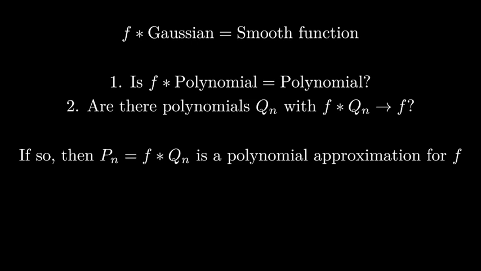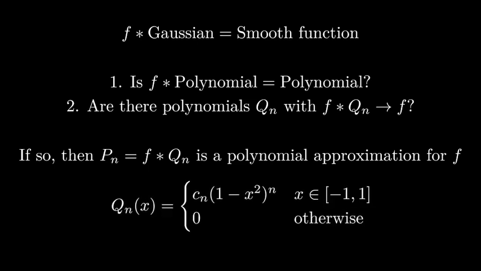The answer to the first question is yes, and it really just requires a messy calculation, which I'm going to leave out and encourage you to verify instead. For the second question, I'm going to claim that the following sequence Q_n is indeed an approximate identity provided you choose the constant C_n correctly. But in order to show this, we first need to determine some properties of approximate identities, which I'll do next.